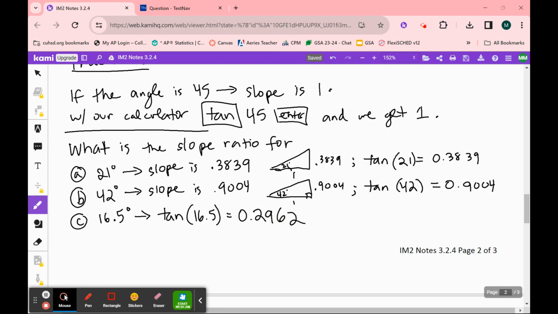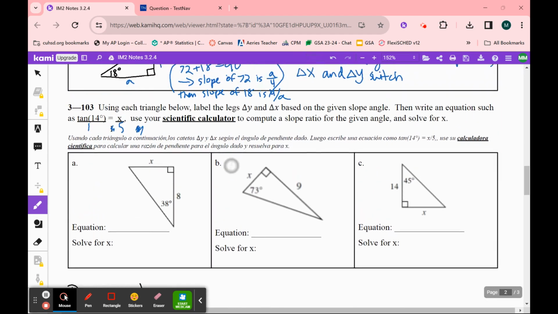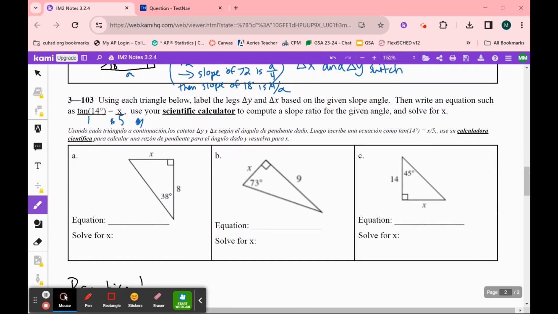Okay, with that practice, we're going to go back to the problem. What number is it? 3-103. Okay, here we go. Now, this problem had a little bit of a typo in it, and I don't totally know why, but we can fix it. This should have been write an equation such as tan of 14 over 1 equals x over 5. If you could go ahead and fix that, I'd appreciate it.